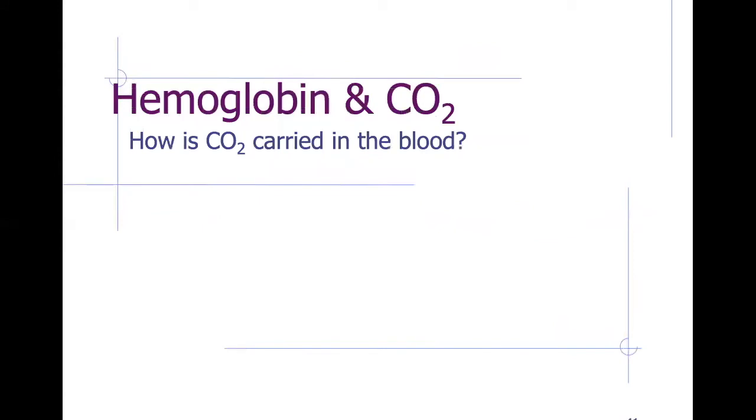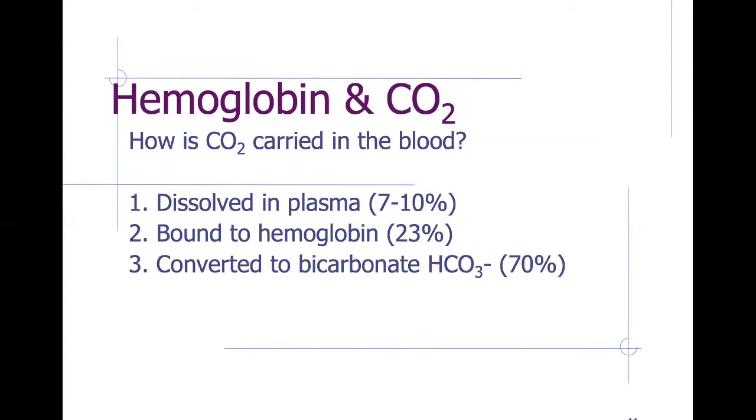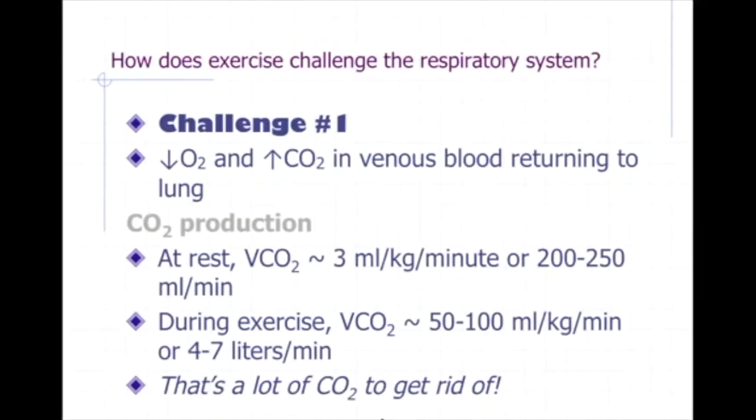So how is carbon dioxide carried in the blood? Well, some of it is dissolved in the plasma, about 7 to 10% of it. Some of it is bound to hemoglobin, which is about 23% of it, but most of it is actually converted to bicarbonate within the bloodstream, and that's about 70% of the transportation of carbon dioxide. So how does exercise actually challenge the respiratory system?